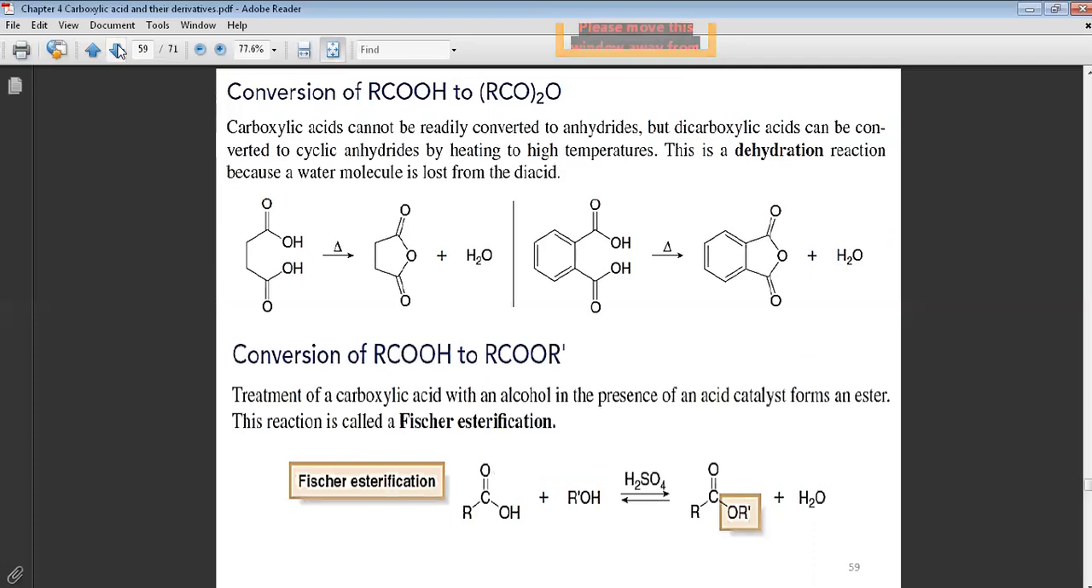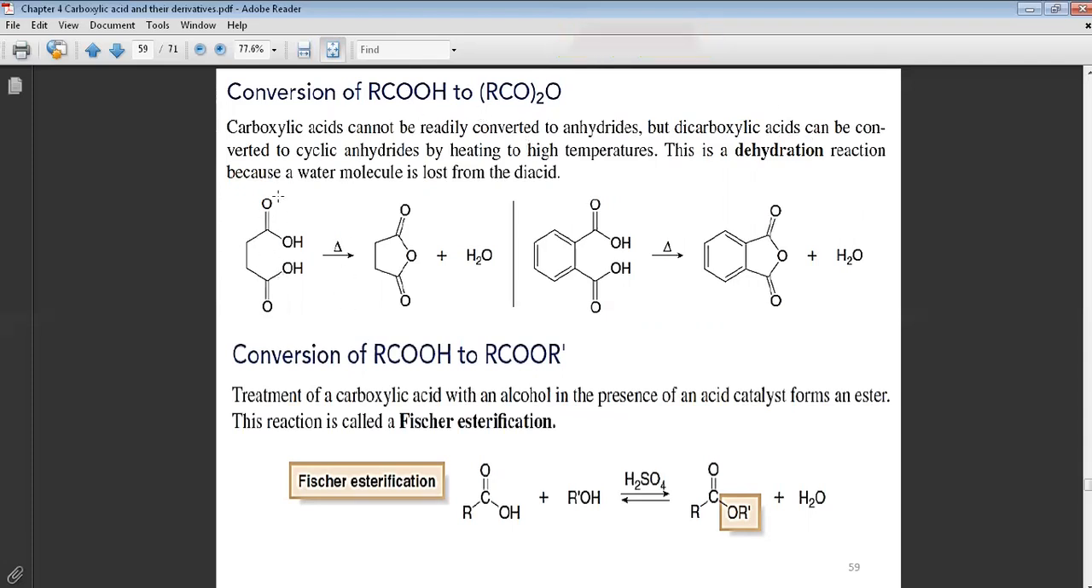Now, the conversion of carboxylic acid to the anhydride. Look, carboxylic acid cannot be readily converted to the anhydride. Okay, we say it cannot. That means if we have a carboxylic acid, it cannot be converted to the anhydride, except in just one case, if you use a dicarboxylic acid. The dicarboxylic acid can be converted to the cyclic anhydride.